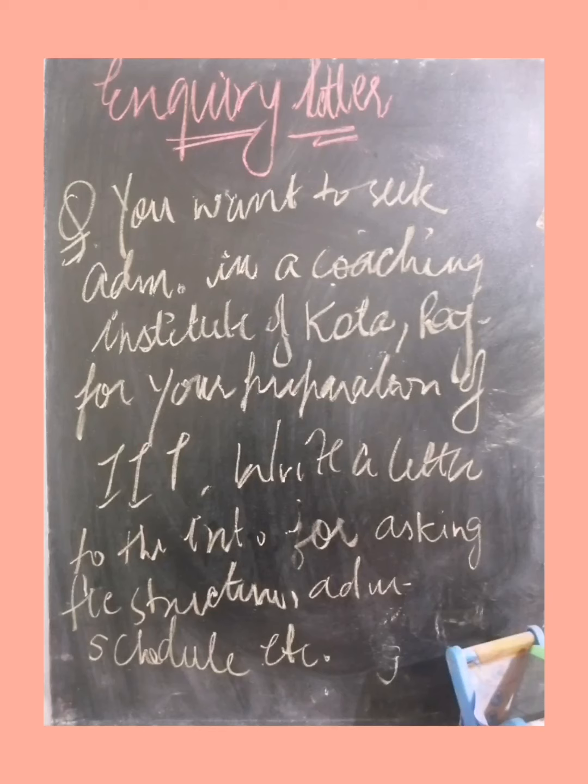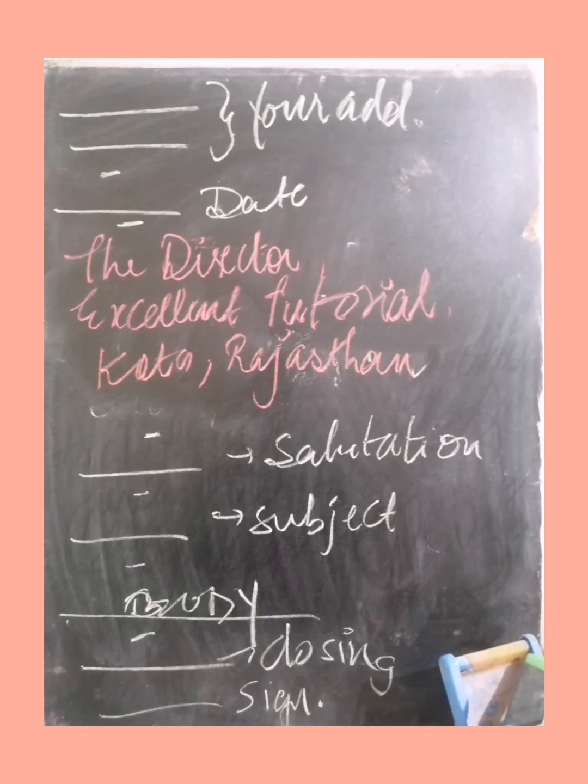Now let's see how we will write the format. It will be the same. Now your address in 2 lines, after leaving 1 line the date, and then after leaving 1 line you can write the director. After that, on the second line, Excellent Tutorial, that is, the name will be given, or you can write anything if it is not given. Then Kota, Rajasthan, and then salutation, subject, body, closing, signature. Now in the subject, if you want to ask something, you can also write fee structure, accommodations, required documents, schedule of admission, etc.